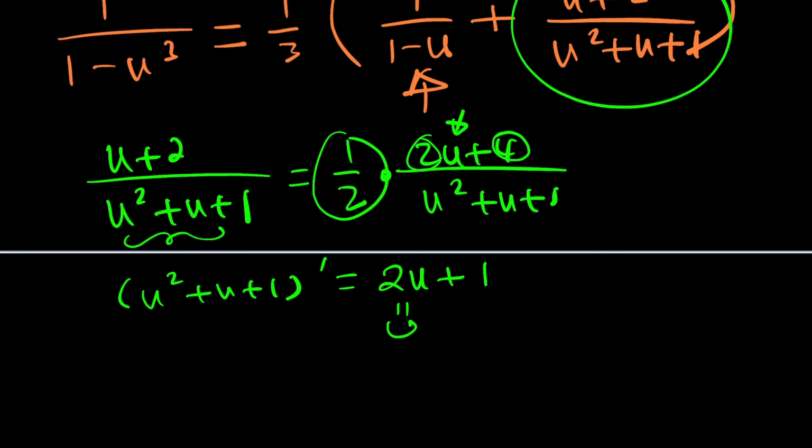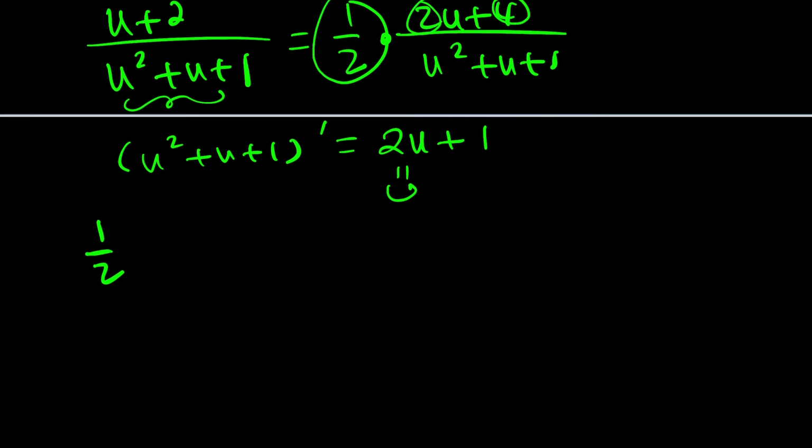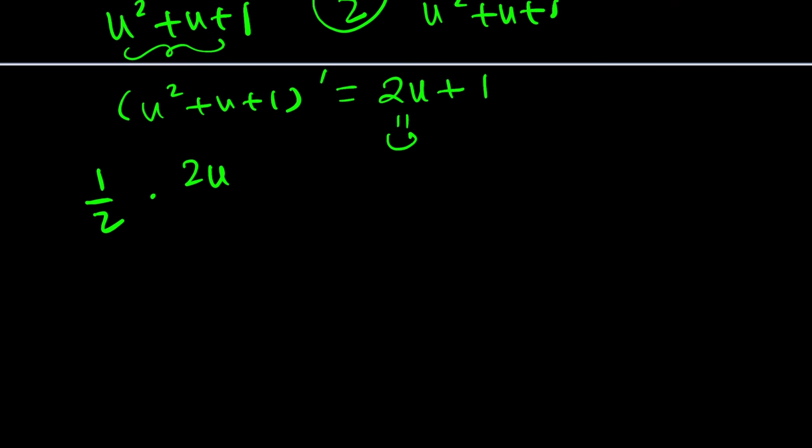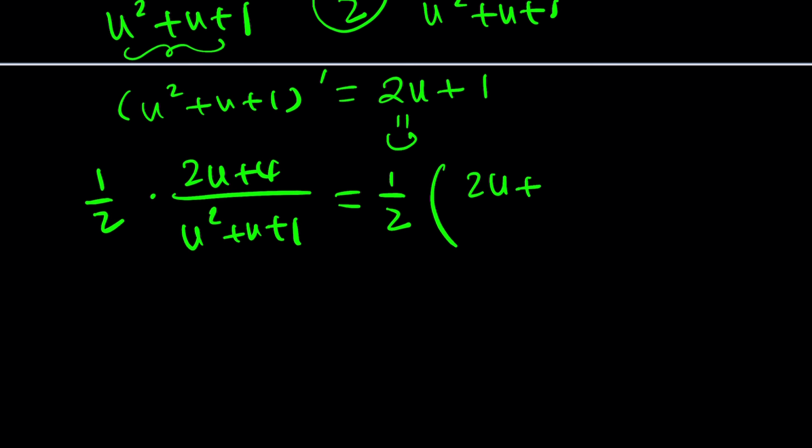But that can be fixed. So we can do the following. 1/2 multiplied by 2u plus 4 over, again, I'm just copying that because I'm going to show you how to split it up even more. So here's what we're going to do next. We're going to go ahead and write this as 2u plus 1 because remember, that's what we needed from the derivative of this expression. But then, of course, you have a 3 left over.